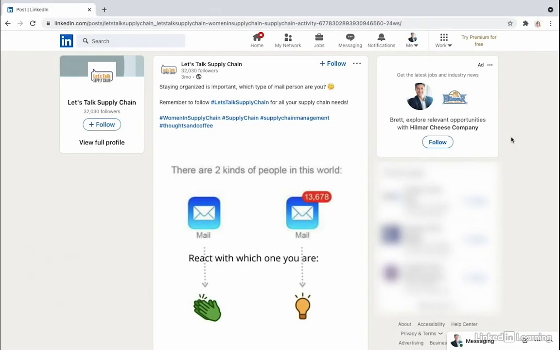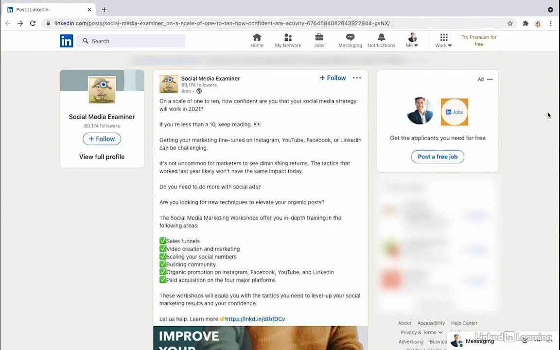When you share a post that hooks the attention of your reader, you need to end it with instructions about what you would like them to do next, a call to action. To continue the conversation, you can ask readers to share their opinions or thoughts, like Let's Talk Supply Chain creatively does here by asking their followers to react with emojis for which type of mail person they are. Focus more on lead generation or recruiting.